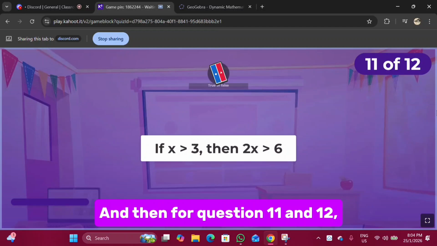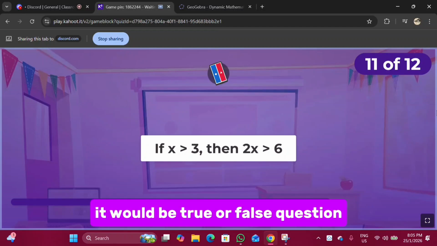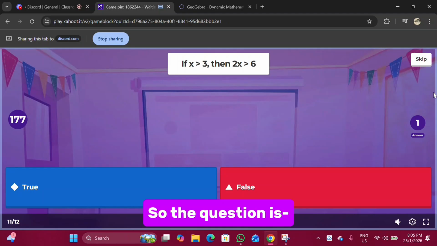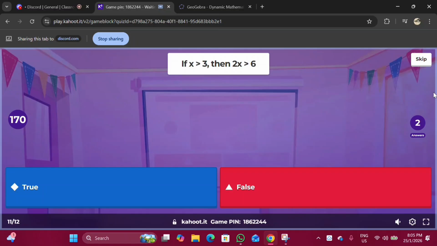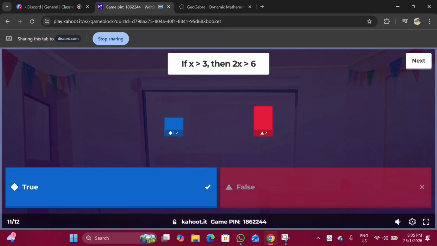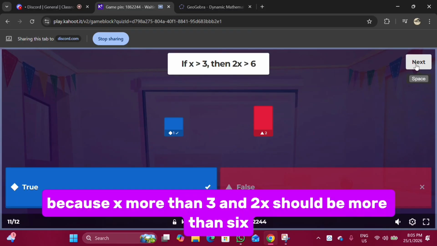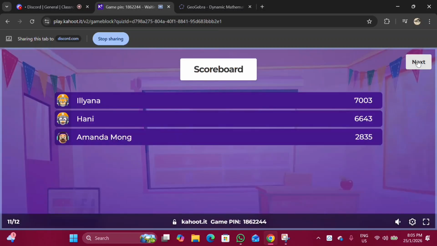And then for questions 11 and 12, it will be true or false questions. The question is, if x is more than 3, then 2x is more than 6. The blue one is true and the red one is false. Okay, only one person got it right. It should be true, because x more than 3 means 2x should be more than 6.